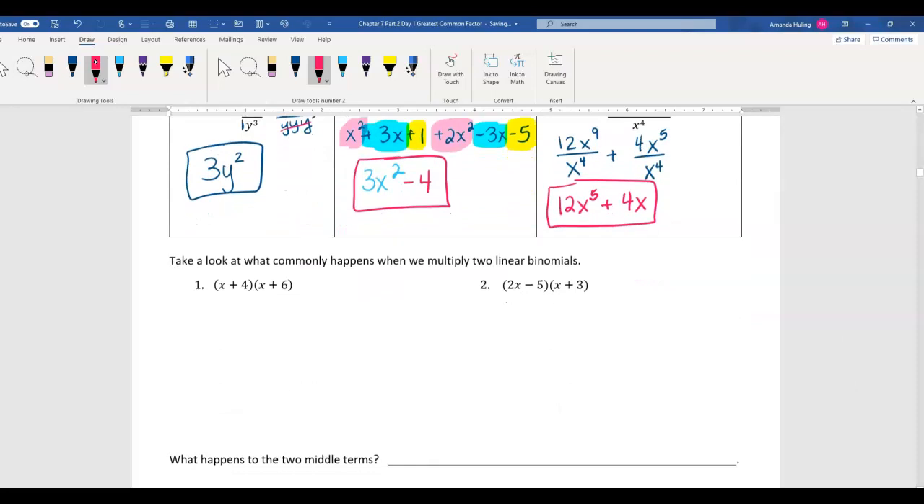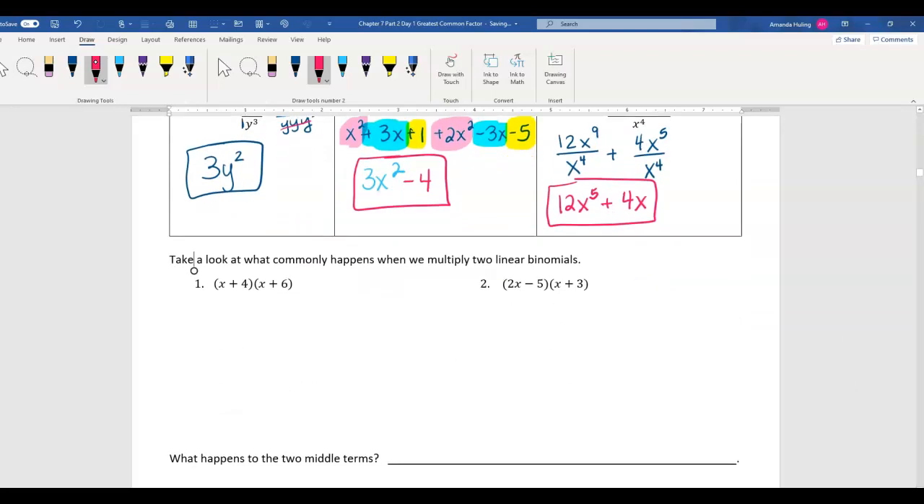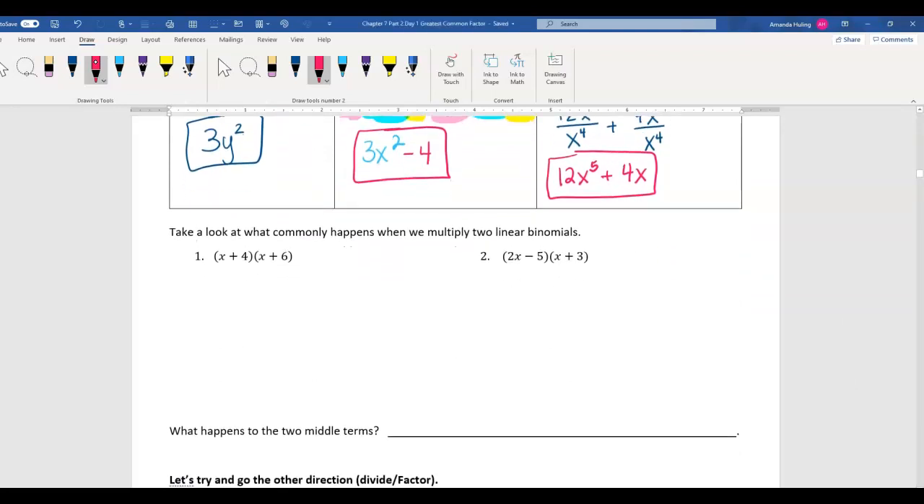Okay, so what we're going to do is we're just going to recall what happens when we multiply two linear binomials, and I just want to go through this a little bit slowly here. So what we're going to do is first do x times x, which is x squared. Then I'm going to do x times 6. I'm just going to draw it down here for a moment, and I'm going to write down plus 6x. And then I'm going to do 4 times x, and I'm going to write it here. And I'm going to do 4 times 6.